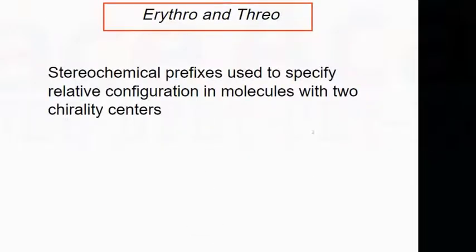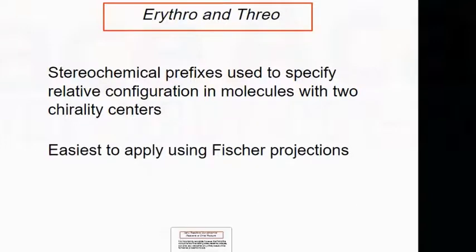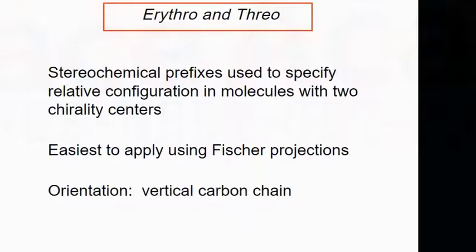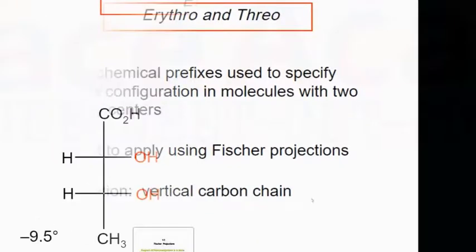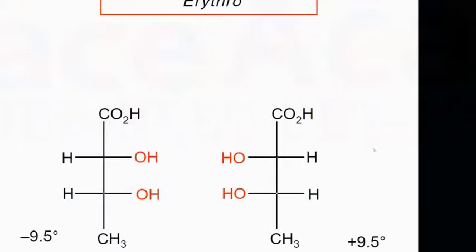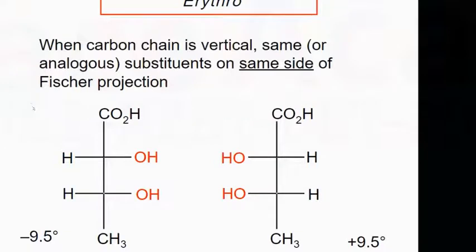Erythro and threo. Stereochemical prefixes are used to specify relative configuration in molecules with two chirality centers. They are easiest to apply using Fischer projections compared to the previous. Vertical carbon chain we have. First point, the vertical carbon chain. Minus 9.5, plus 9.5. How is erythro shown? This is the erythro product. When the carbon chain is vertical, the same or analogous substituents on the same side of the Fischer projection is called erythro.